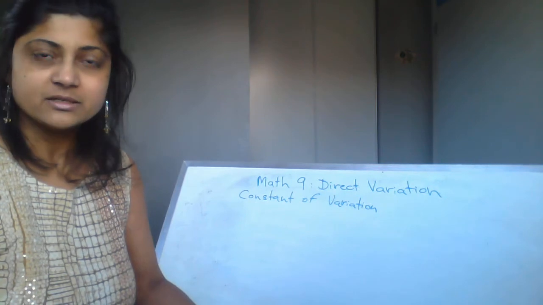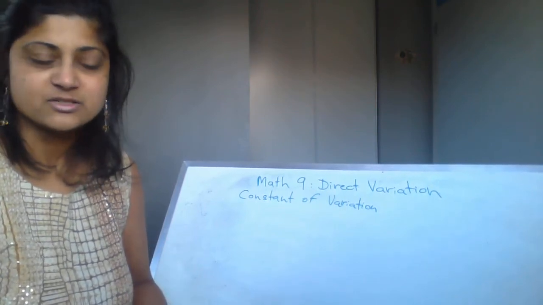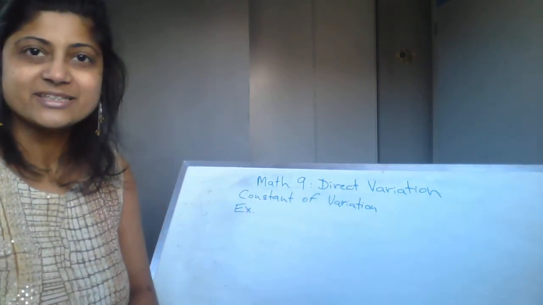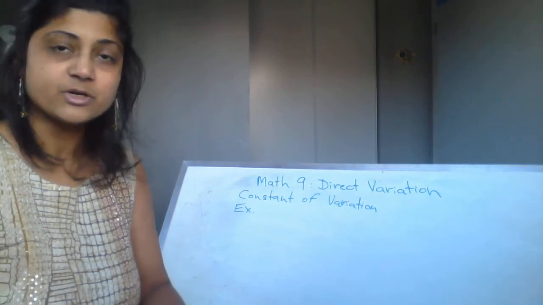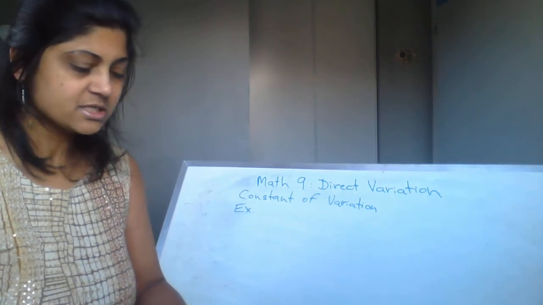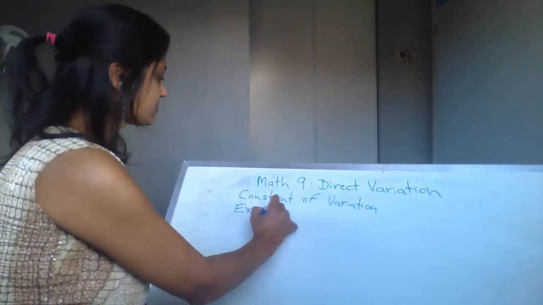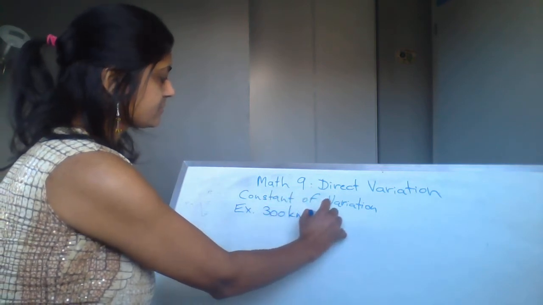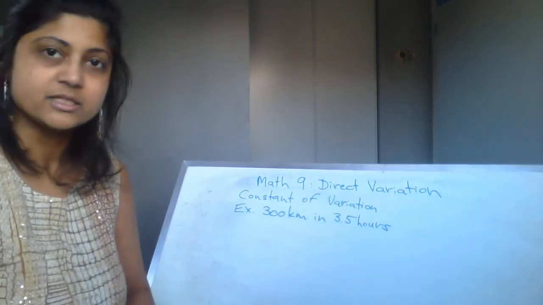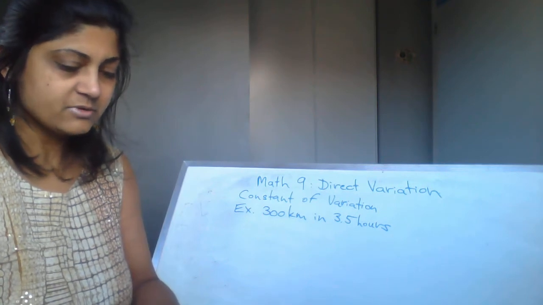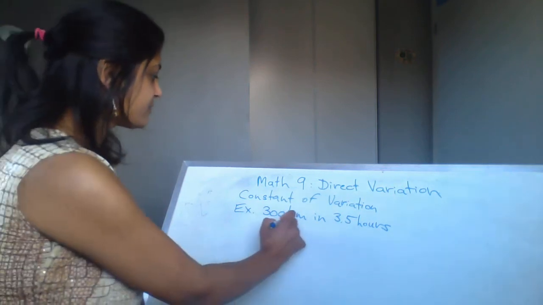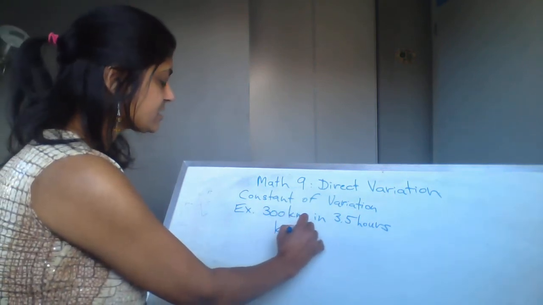Okay, let's try determining the constant of variation for each of these direct variations. So let's try an example. The distance that is traveled by a bus varies directly with time. The bus travels 300 kilometers in 3.5 hours. So let me write that down. Again, make sure you do note down the units here. When we're finding the constant of variation, we're just going to divide the two numbers together. So the constant of variation is represented by k.